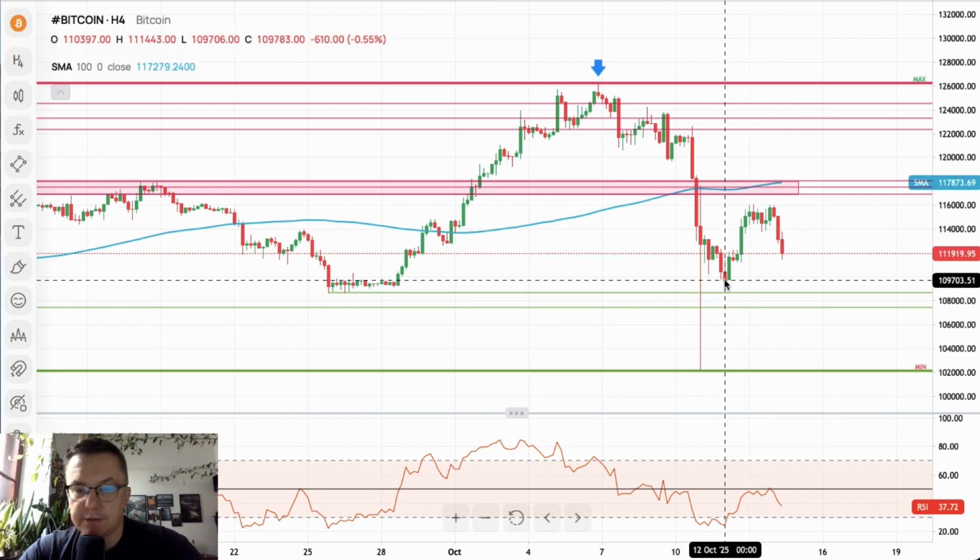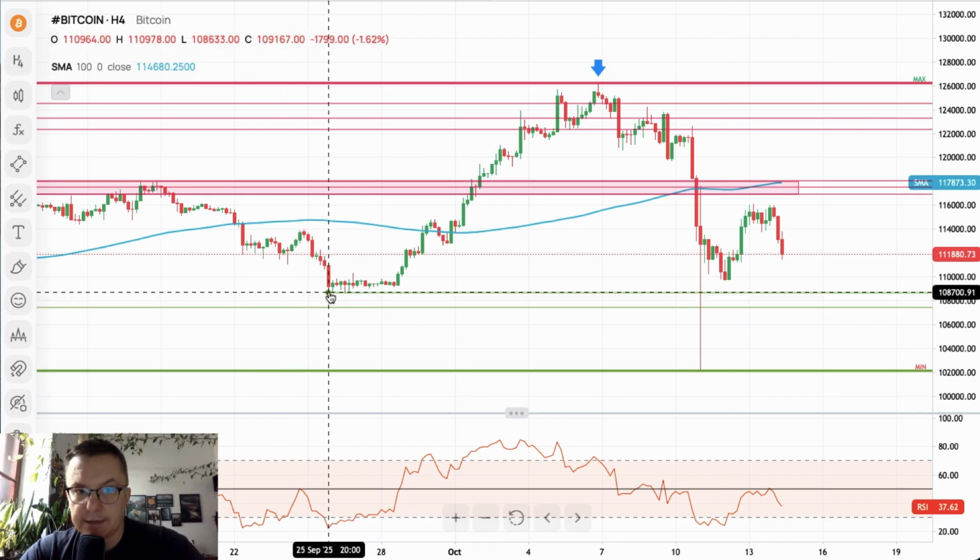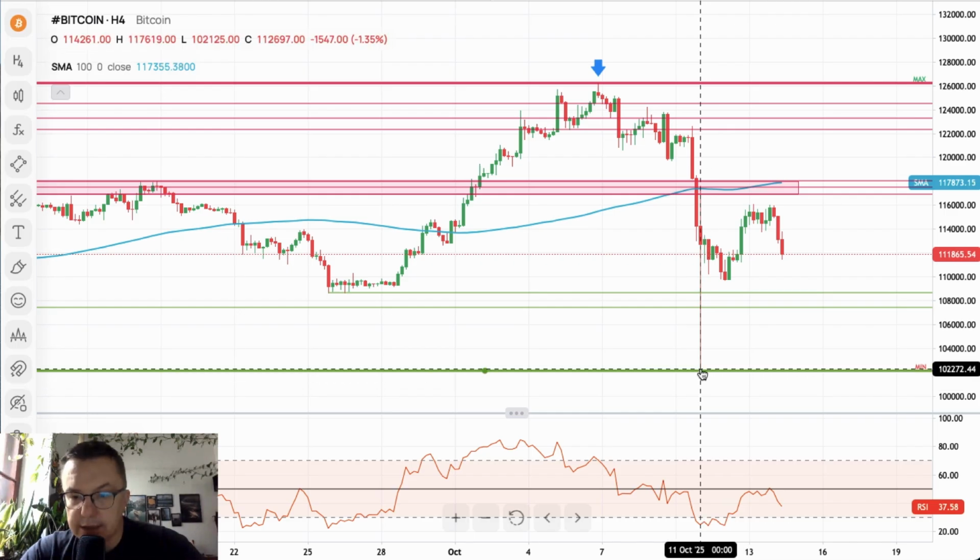If we break below this local low, 109,706, then we got only 108,663 and eventually 108,666. Any breakout lower most likely would put the flash crash from October 11th to the test.